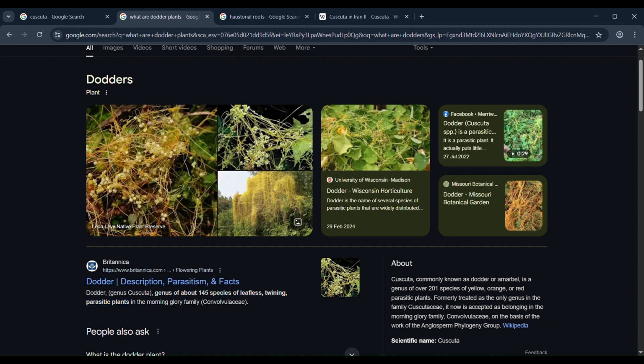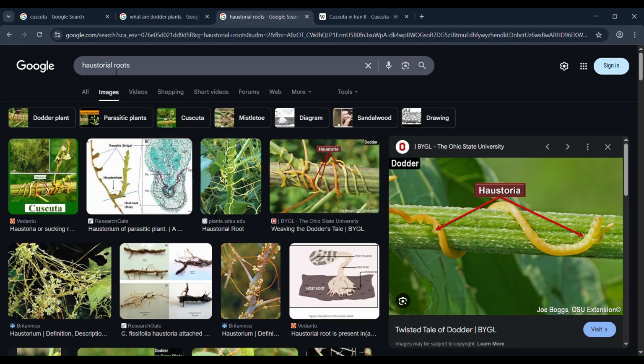What's a dodder? Dodder is the species of leafless twining parasitic plants. They are called dodders. So this is one of them. And then we also saw the haustorial roots. So haustorial roots, this is how it looks like, the root-like appendages. Through these only they twine with the host plant and they suck the nutrients out of it.